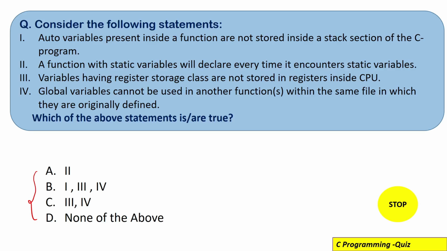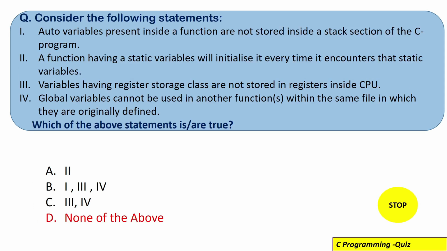The correct answer for this question is option D. That means out of these four statements, no statement is correct. All are false statements. So let's understand all these statements one by one. The first statement says auto variables present inside a function are not stored in the stack. So let's understand what auto variables are and why this statement is false.